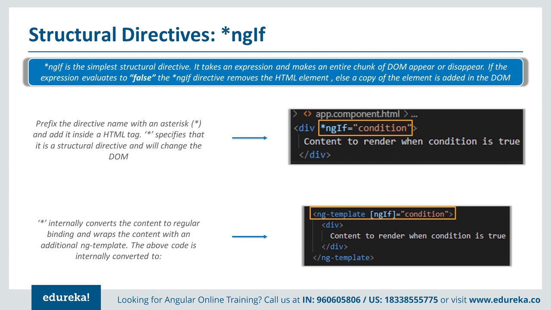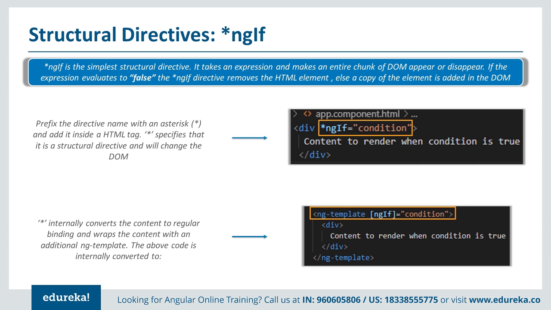Star ngIf is the simplest structural directive. It takes an expression and makes an entire chunk of DOM appear or disappear based on the condition, whether it is truthy or not. Star ngIf directive removes an HTML element. Prefix the directive name with an asterisk. What does that mean? Say div star ngIf equal to condition. But internally this is being replaced like this by Angular.